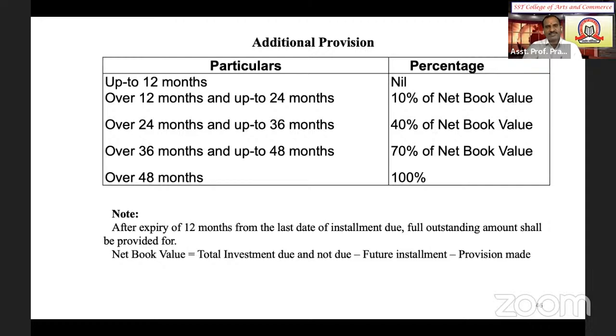These are the provisions which are shown in my PPT also. So one request to you: you must practice, because in the accountancy subject, without practice, we can't complete the paper, my dear student.